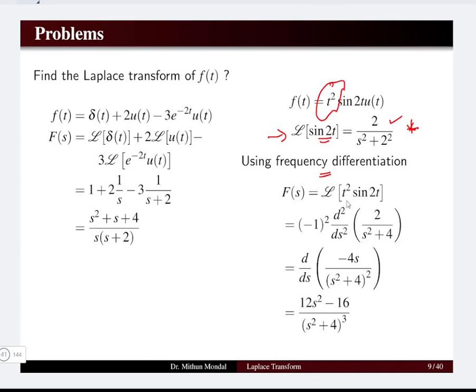So for the Laplace transform of t square sine 2t, we have the power of 2, that is the second order. So we will be using d square by ds square in frequency differentiation. Using the property of Laplace transform, we will get the final answer, which is (12s square minus 16) divided by (s square plus 4) cube. So we are using both the properties as well as the tabular values.